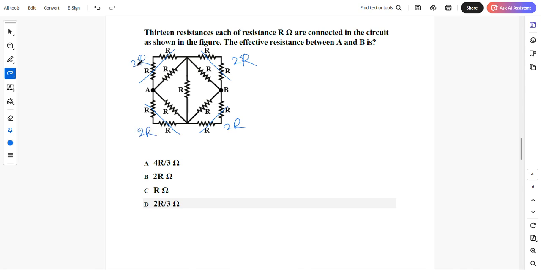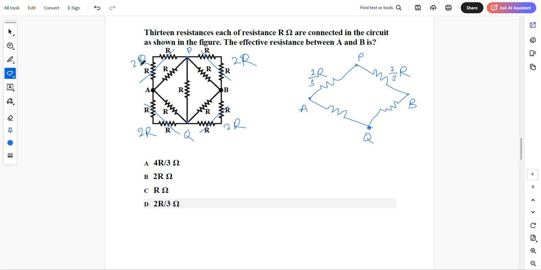Now, 2R in parallel with R means what? Let us say this is A. Let me call this P and this Q. R in parallel with 2R is 2 by 3R. Here also it is 2 by 3R. This is point Q, this is point P, this is B.